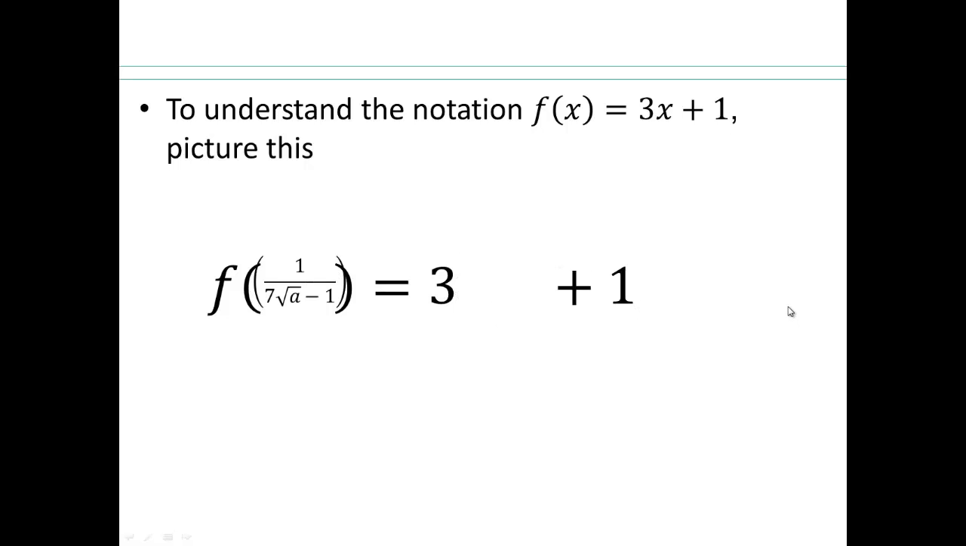You do the next one. Pause the video and tell us what the answer will be. Good. 3 times 1 over 7 square root a minus 1, plus 1. So it does not really matter what the input is. It would just go and take the place of this x.